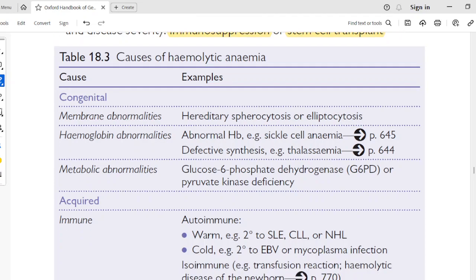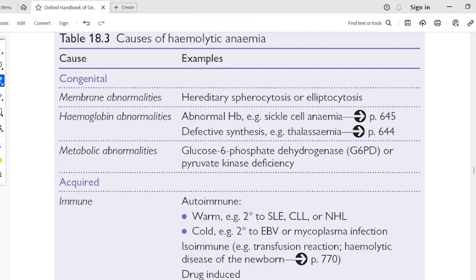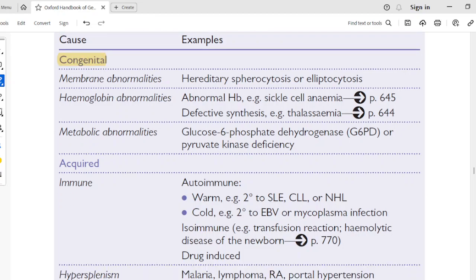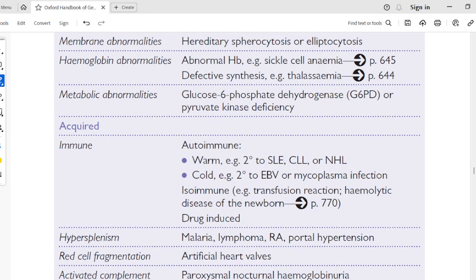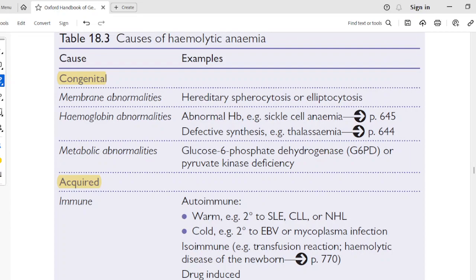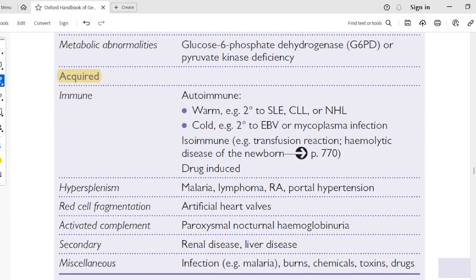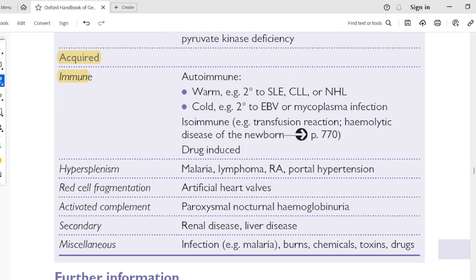Causes of hemolytic anemia. Table 18.3. Congenital causes. Examples: membrane abnormalities, red cell membrane abnormalities like hereditary spherocytosis or elliptocytosis; hemoglobin abnormalities, abnormal hemoglobin, sickle cell anemia; defective synthesis of hemoglobin, that is thalassemia; metabolic abnormalities like G6PD deficiency or pyruvate kinase deficiency. Acquired hemolytic anemia: immune hemolytic anemia, autoimmune, warm, for example secondary to SLE, CLL or NHL.